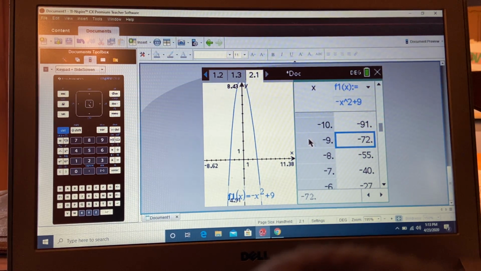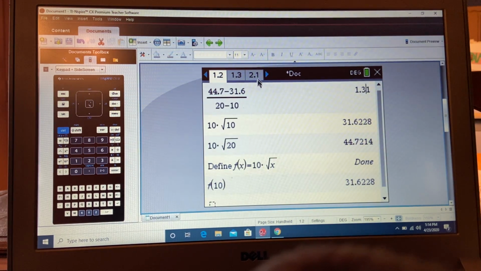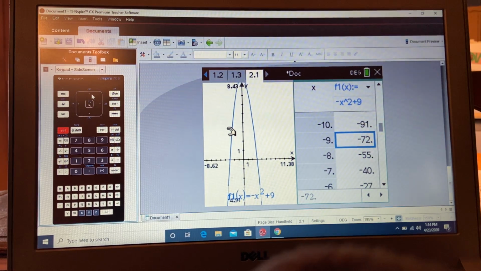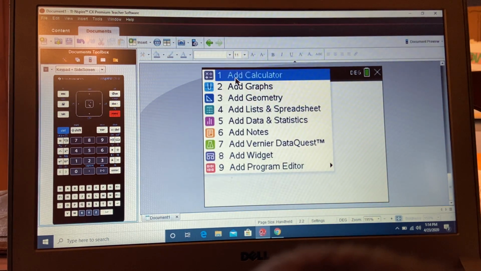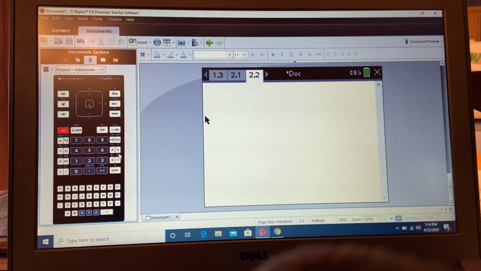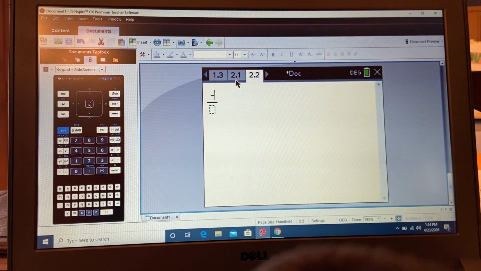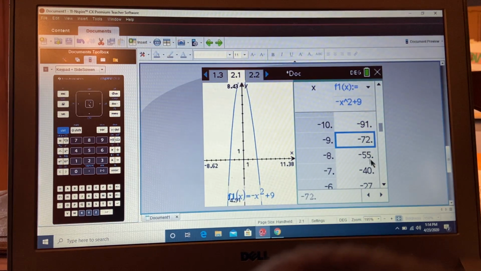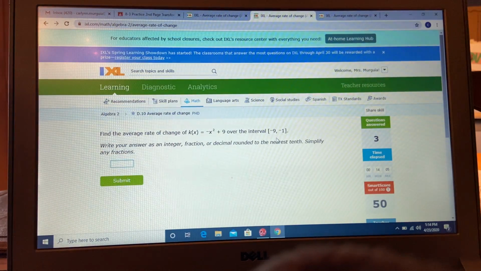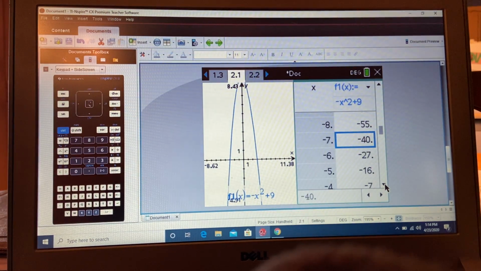So -9, -72. So I'd start my, let's open another page. Start my slope formula. So negative, I forgot what it was, -72. Minus, now we have to find our y value of our -1. That is the interval we're going over, right? -9, -1. So my y value of my -1 is 8.